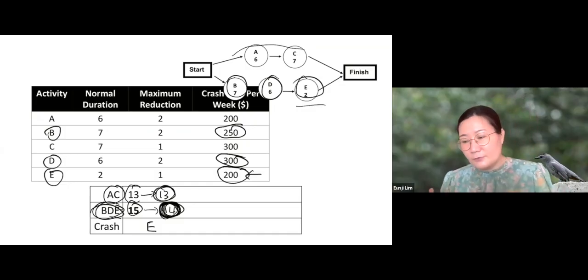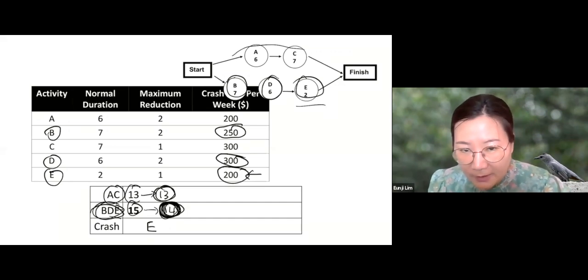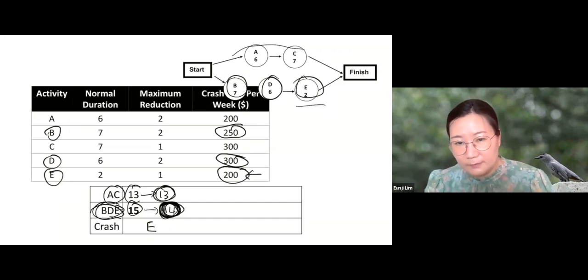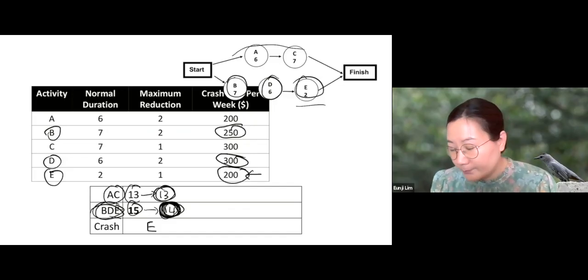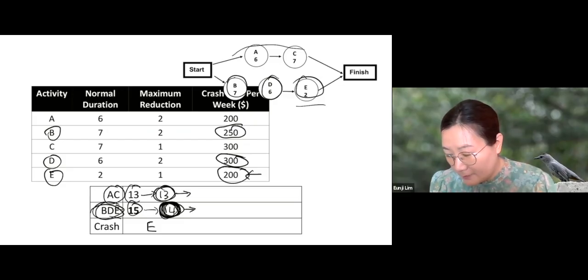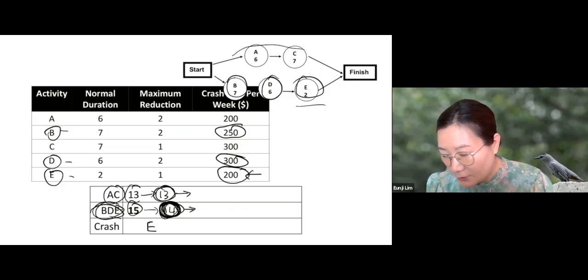Now, let's do this one more time. We want to crash the entire project by 1 more week. Then, which one would you crash? Would you crash one of the activities in the upper path or the lower path? Still, the lower path is longer, so we need to crash one of the activities in the lower path, right? So in the lower path, we have B and D and E. Which one would you crash?